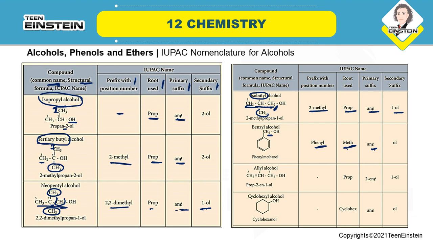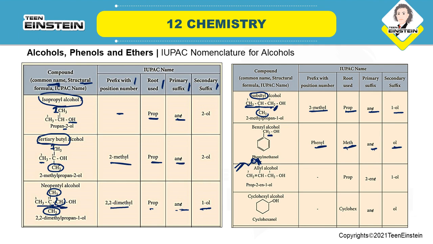The longest chain contains only one carbon, but still it is the convention that we call it the longest chain, and it contains only one carbon. It is an alkane, so "an" and all, because there is only a single carbon, so you don't have to mention any position. Then allyl alcohol, remember this type of structure.